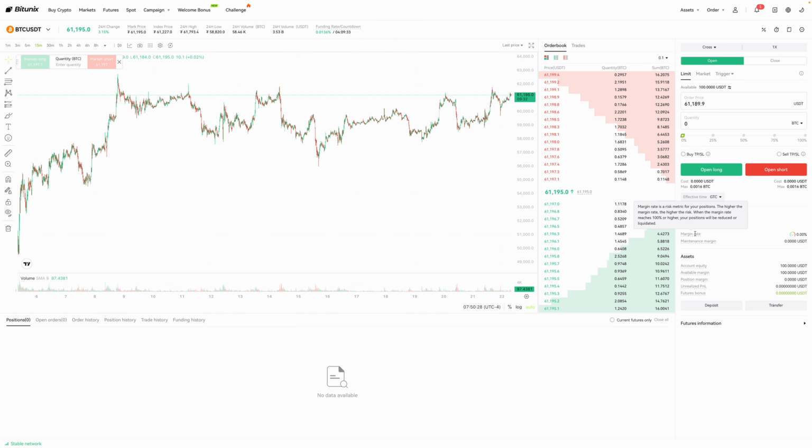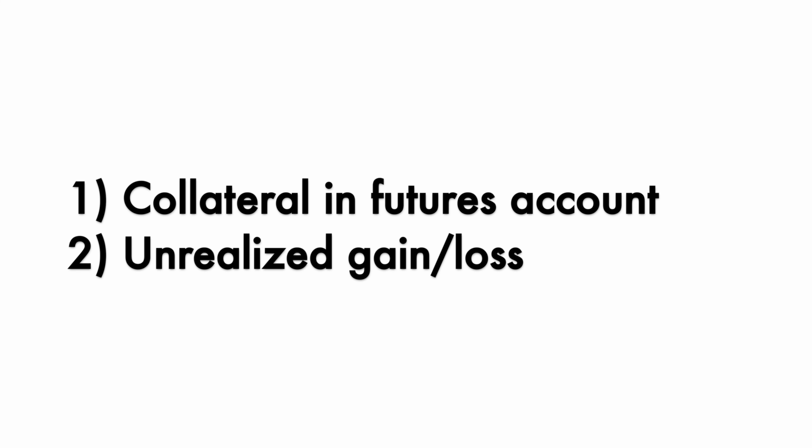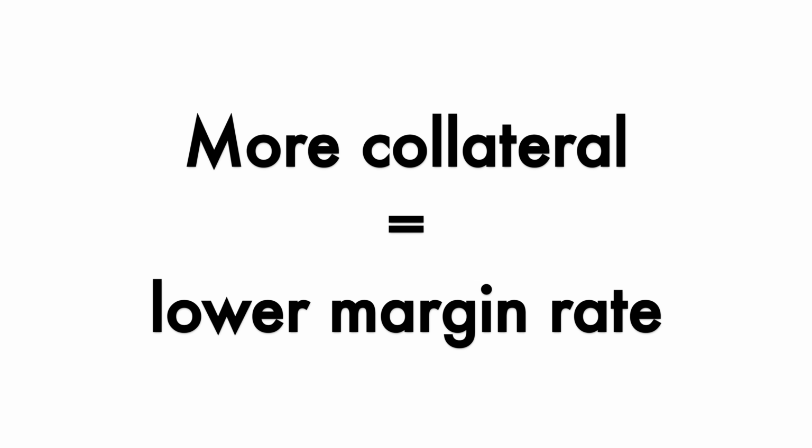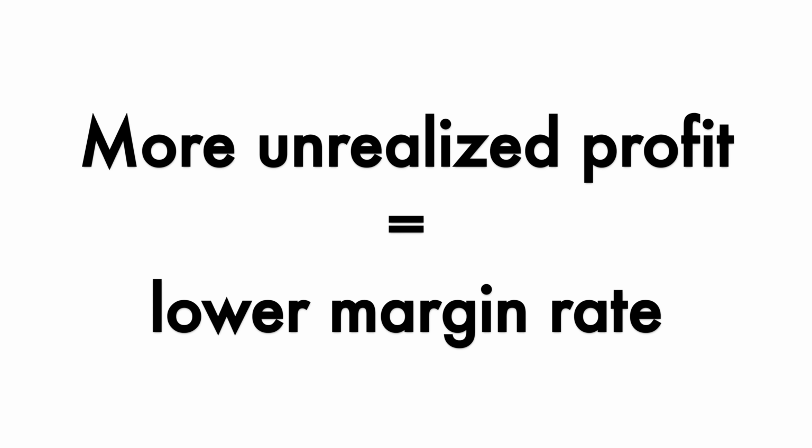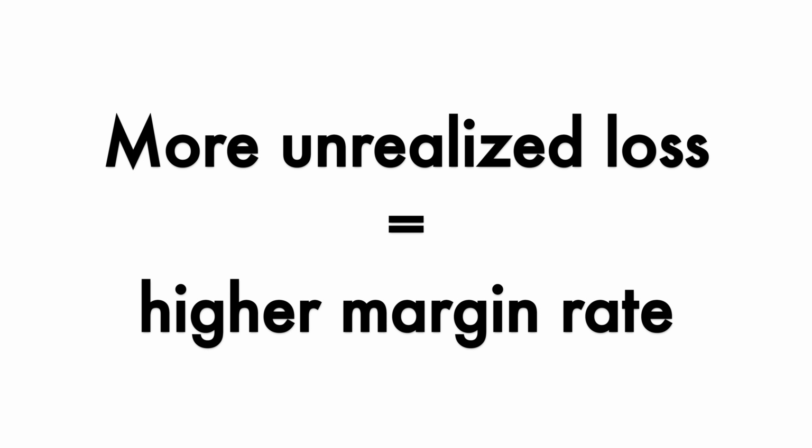This number will adjust based on two factors. First is the amount of collateral that you have in your futures account, and second is the amount of unrealized profit or loss on existing open positions. The more collateral you put in, the lower this number will be. Conversely, the less collateral you put in, the higher this number will be. This is the same idea with unrealized profit. The more unrealized profit, the lower this number is. The more unrealized loss, the higher this number will be.